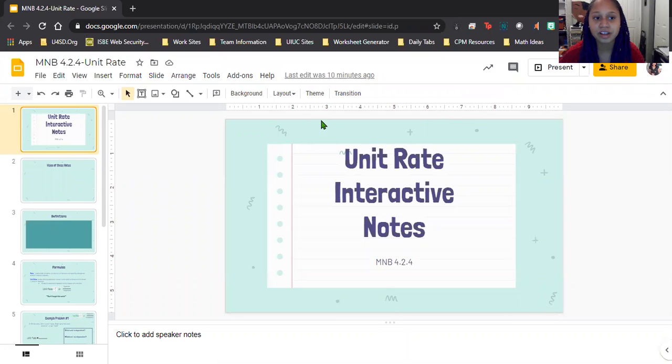Hello, so today we're going to talk about unit rate. You should be following along in your unit rate interactive notes here. We're going to do a couple problems together, go over some definitions and formulas, and then you will be doing it on your own.